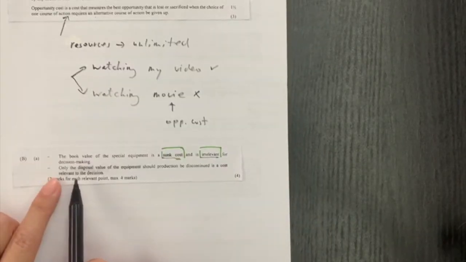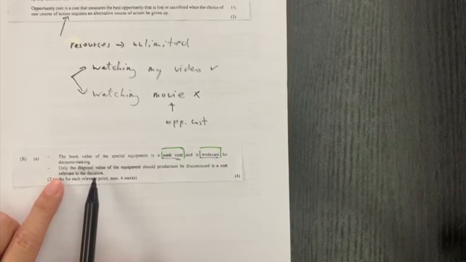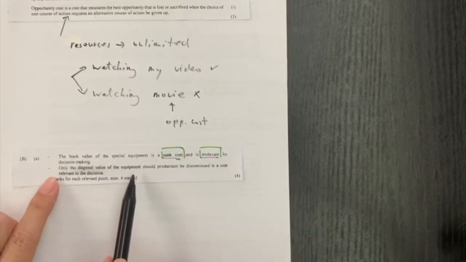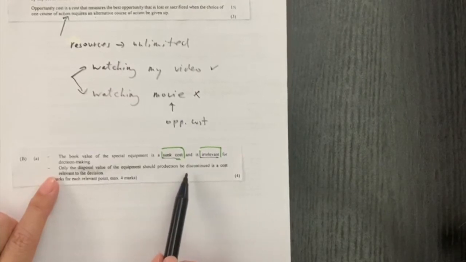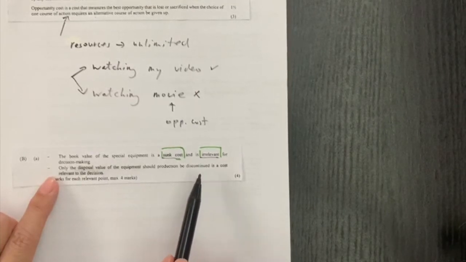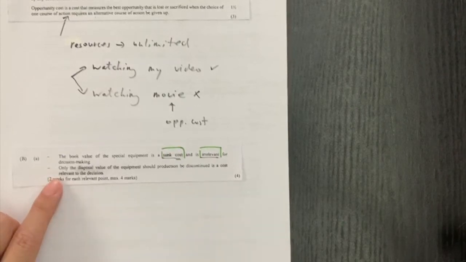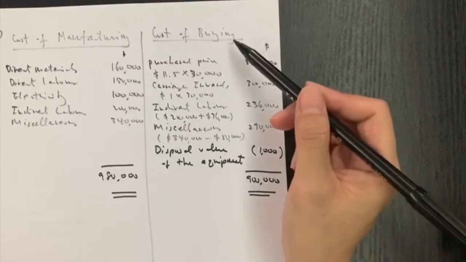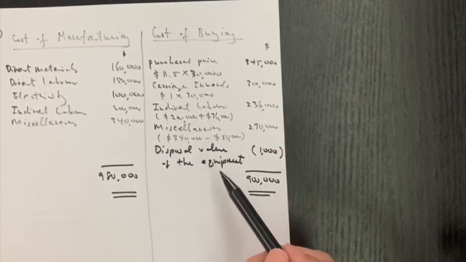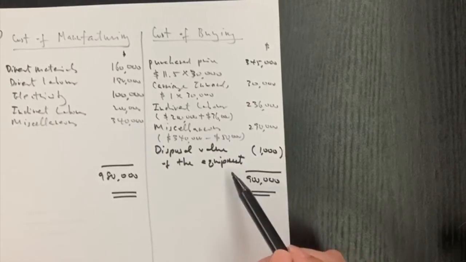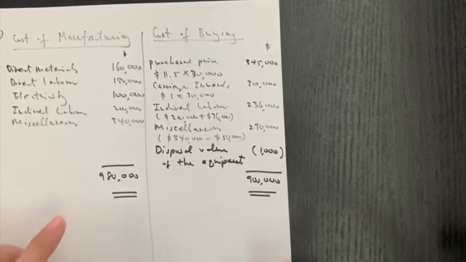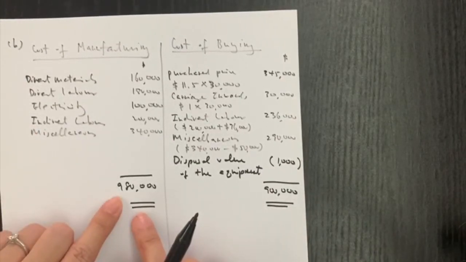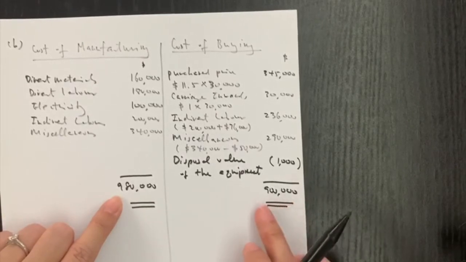So here we have the answer to part B, on why we need to consider the disposal value. Only the disposal value of the equipment, should production be discontinued, that means we don't produce anymore, is a cost relevant to the decision. So the disposal value of equipment if we choose to buy instead of produce our own product is 1,000, which is relevant for decision making. Now the total cost of manufacturing is 980,000 and the cost of buying is 900,000.